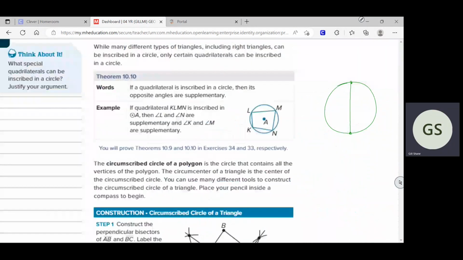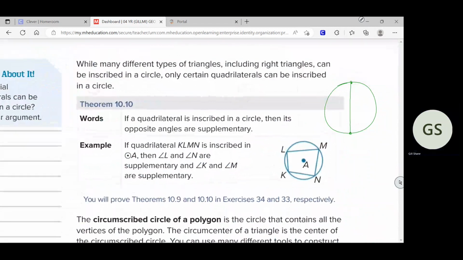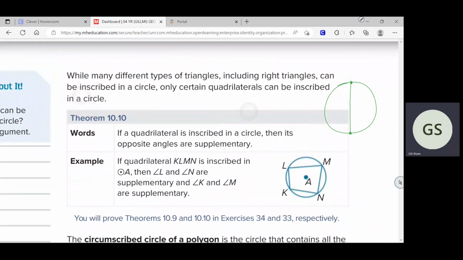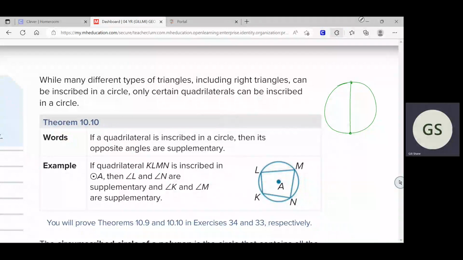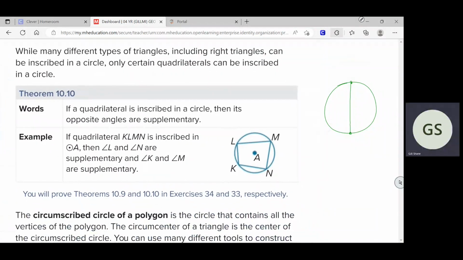Kind of the same thing. You could memorize this, or you could spend some time trying to think about why it's true. So here's what this one's saying. If you have an inscribed quadrilateral, what's a quadrilateral? Four-sided figure, right? So we've inscribed a four-sided figure into a circle. It says the opposite angles are always supplementary.